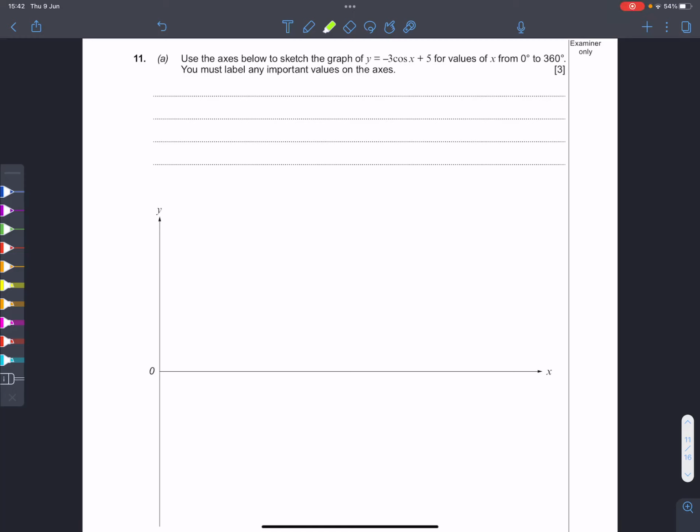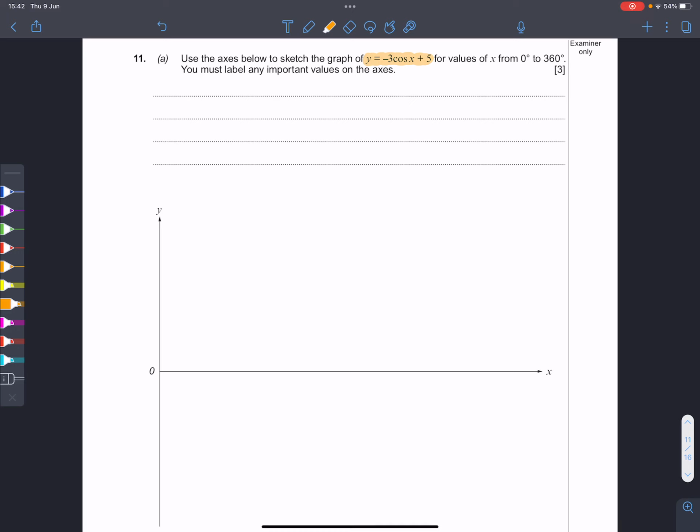Okay, so this is question 11 on the 2016 WJC additional maths paper. This is drawing a trigonometrical graph. We are looking to draw the graph of y equals -3 cos x plus 5. So we need to have a think about what is going to happen here.